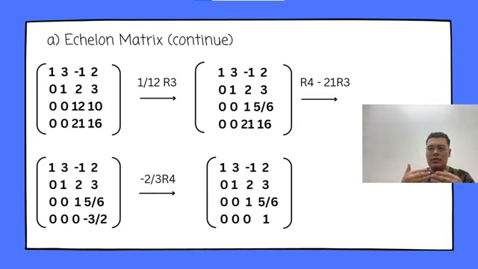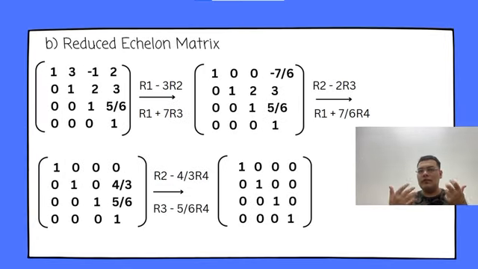So for the last row, which is row 4, we will subtract 21 times row 3, so we can make the third element in row 4 zero. After that we will have negative 3 over 2, and just multiply it by negative 2 over 3, so we can reach the leading one in the fourth row. And this is the final matrix: 1, 3, negative 1, 2, 0, 1, 2, 3, 0, 0, 1, 5 over 6, 0, 0, 0, 1. This is if you want to make it REM.